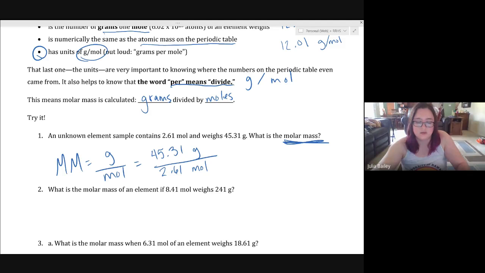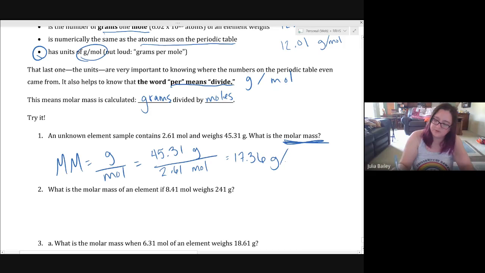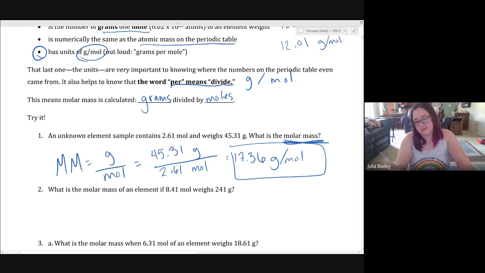And you get 17.36. Did I typo? Let's try that again. I think I typoed. No, yeah, 17.36 is fine. Okay, grams per mole. There you go. Rounding to the hundredths place as always.